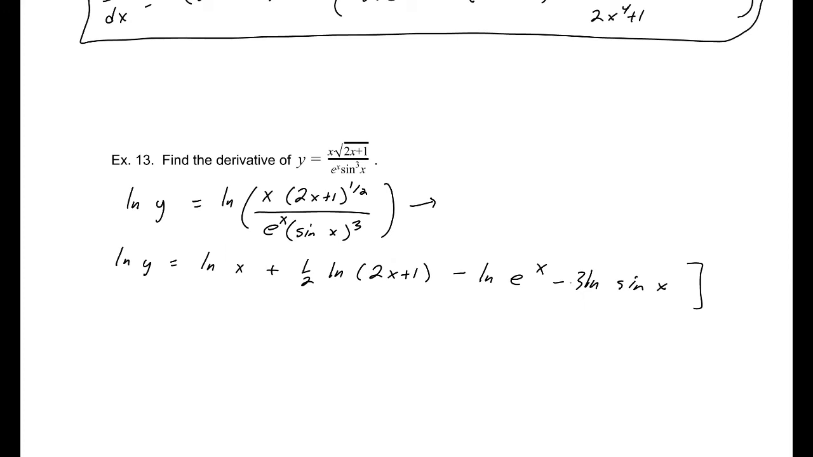Now, taking the derivative of each of these pieces here works out very nicely. This is 1 over x, plus 1/2 times 2 over 2x plus 1, minus 1, because the natural log of e to the x is just x, minus 3 cosine x over sine x.